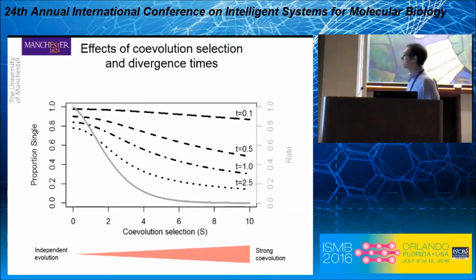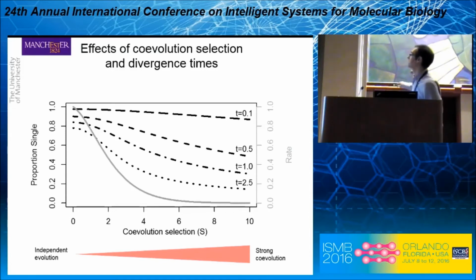In this plot, the x-axis shows the strength of coevolution. 0 means that it's an independent process, and coevolution increases in that way. This gray line here shows the relative evolutionary rate, that is, the evolutionary rate when there is coevolution compared to the rate of the independent process. And what we see is that when coevolution increases, the evolutionary rate rapidly decreases.